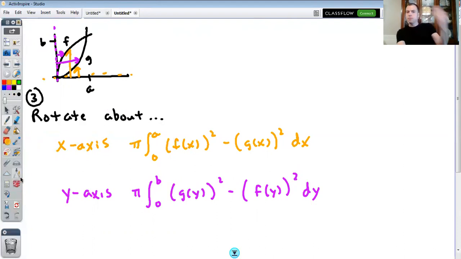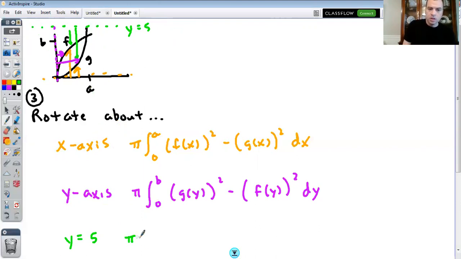Now, what if the line moves? So let's say that you rotate about a line. I'm going to put it up here this time. Let's say that this is the line y equals 5. Let's say 5 is greater than b. Now, when I define my radii, they're perpendicular to the x-axis.